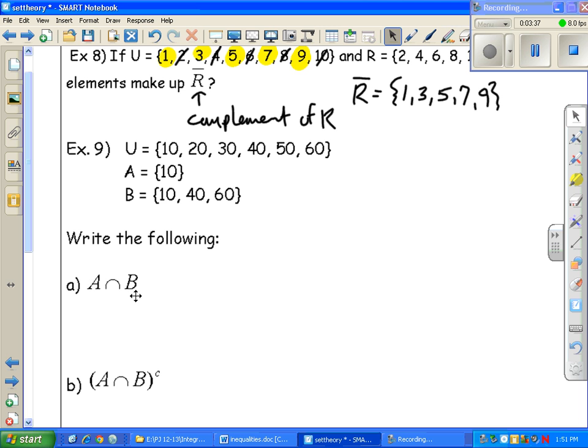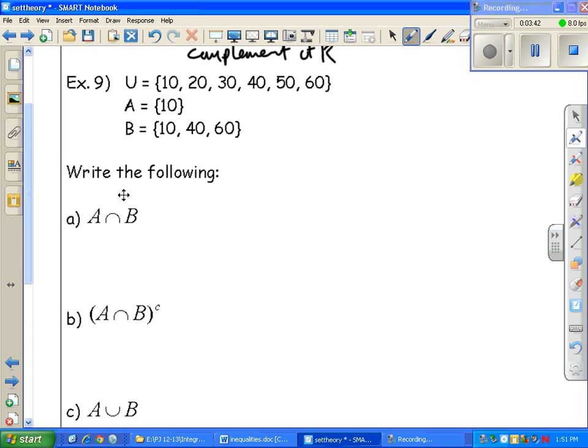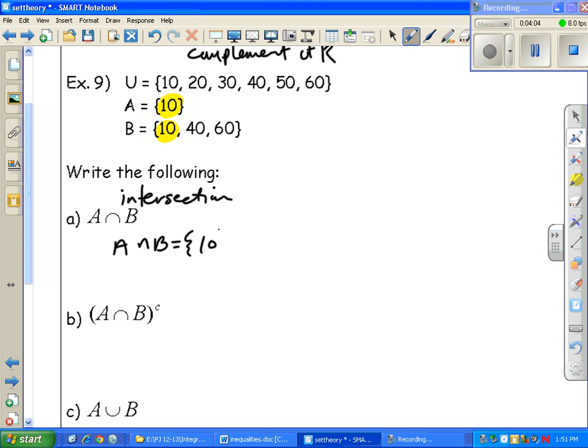Okay, so this is sort of a culmination of everything we did today in class. This first one, this symbol here means intersection. And that would be the elements that A and B have in common. In other words, elements that belong to both A and B. As I look at A and B, they both have 10. So the intersection of A and B is just the element 10, because it's the only element they have in common. In fact, it's the only element that A even has. So if A didn't have 10, had a different number, say 30, then we would have a null set as our answer, because they'd have nothing in common.